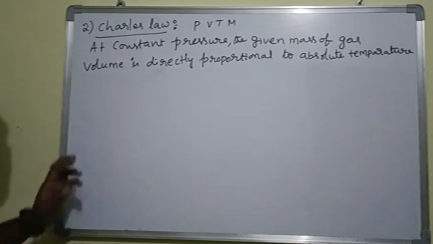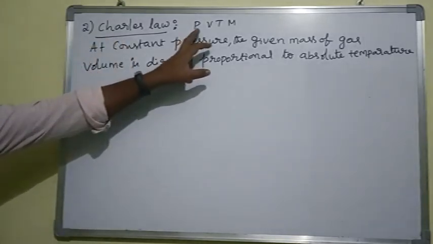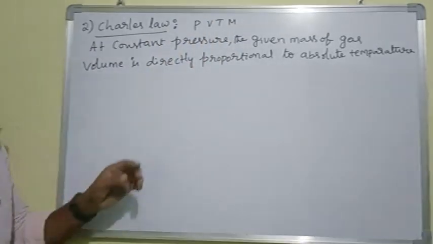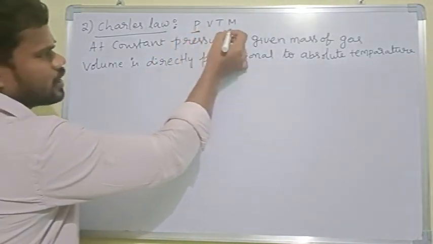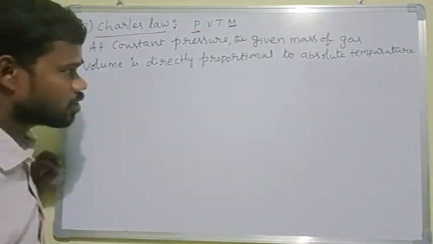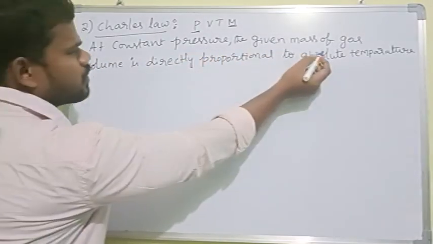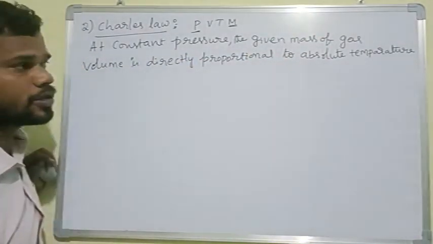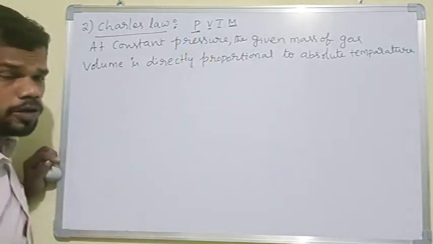See, now the second gas law is Charles law. These are the measurable properties of gases: pressure, volume, temperature, of the given mass of gas. In this case, pressure is kept constant, and the given mass of gas is always constant. So at constant pressure, the volume of the given mass of gas is directly proportional to absolute temperature.